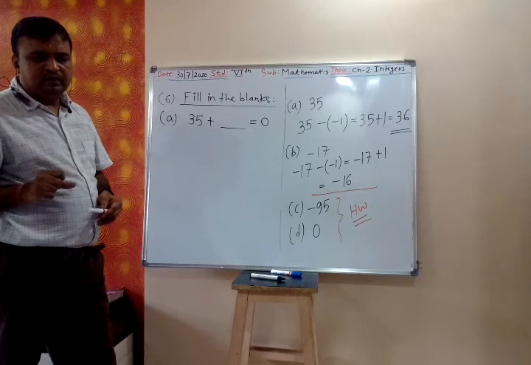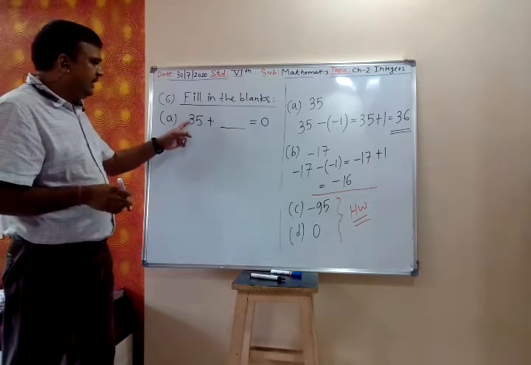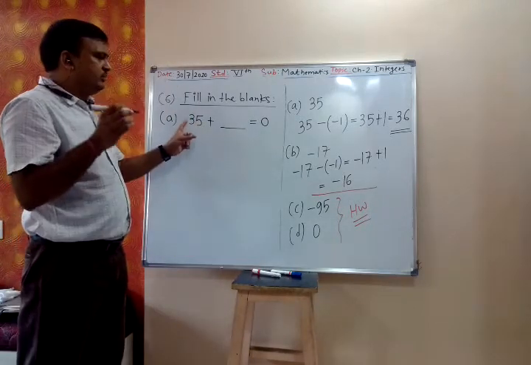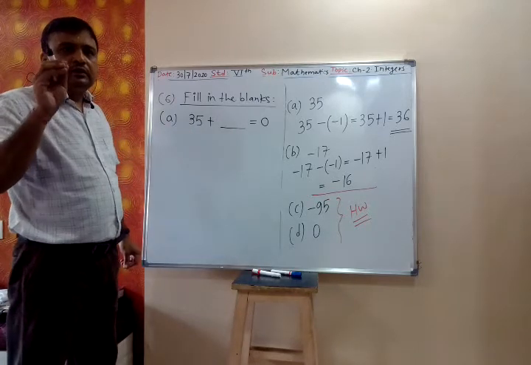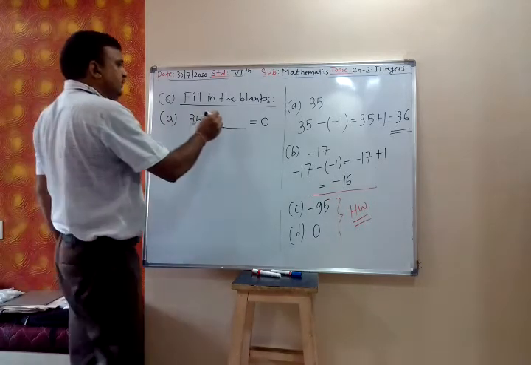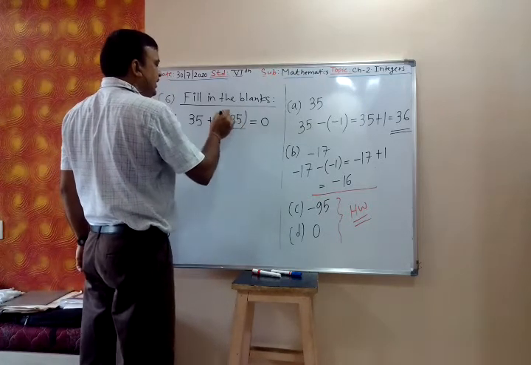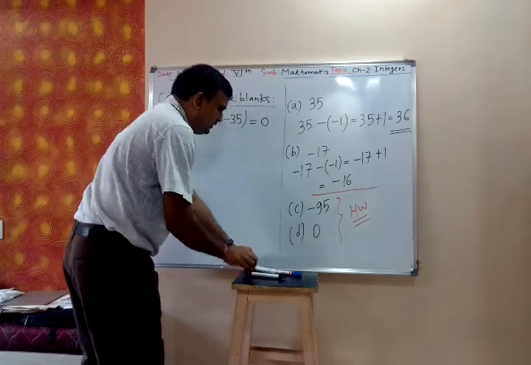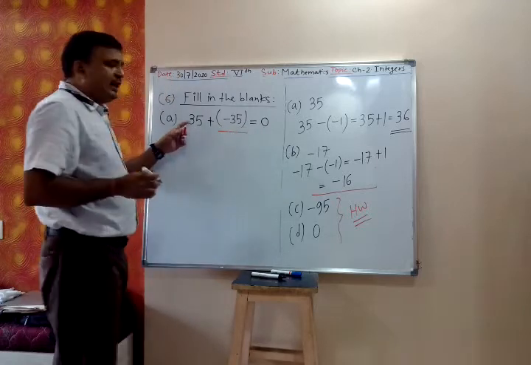Not 35. How will 35 come? Minus 35. See here. We write minus 35, the opposite number. We have to write the additive inverse.